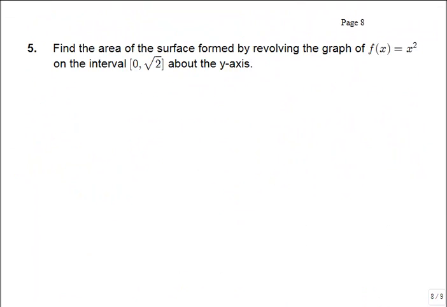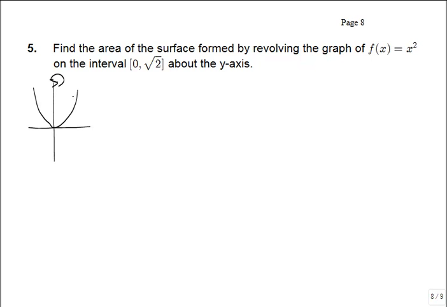Find the surface area of the region formed by revolving the graph of f of x equals x squared on the interval 0 to square root of 2 about the y-axis. Okay, let's start by drawing our region. So we want to take the curve f of x equals x squared, and we're rotating this around the y-axis.